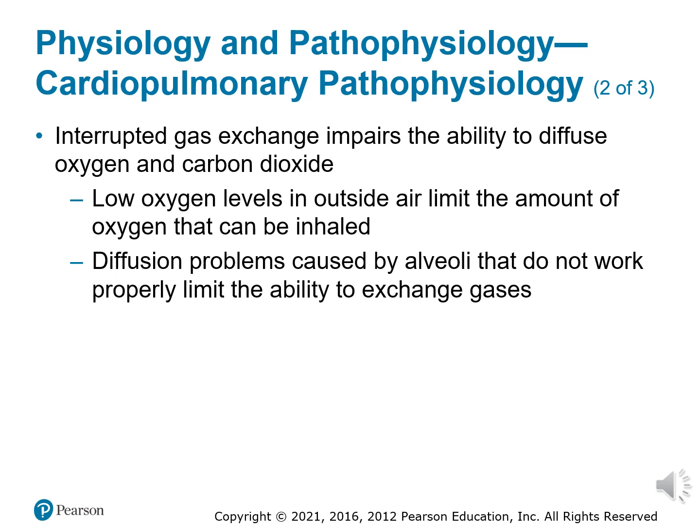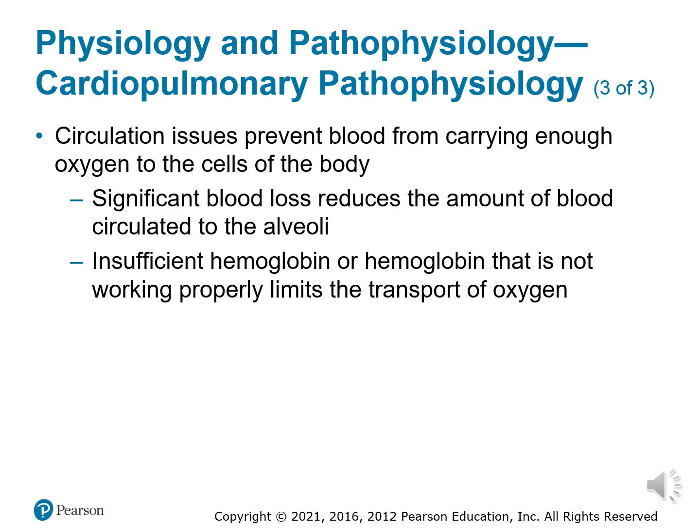Low oxygen levels in outside air limit the amount of oxygen that can be inhaled. Diffusion problems caused by alveoli that do not work properly limit the ability to exchange gases. Circulation issues prevent blood from carrying enough oxygen to the cells of the body. Significant blood loss reduces the amount of blood circulated to the alveoli. Insufficient hemoglobin or hemoglobin that is not working properly limits the transport of oxygen.